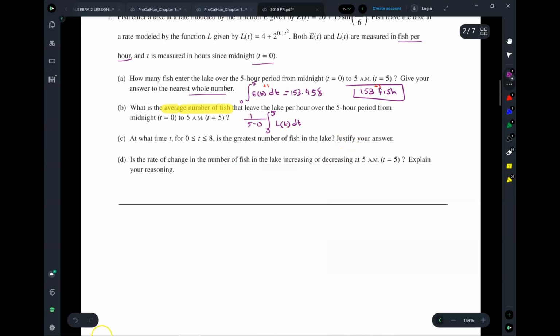So, okay, so let's see. What is the average number of fish that leave the lake? Okay, so this is equal to 6.059 fish per hour. Okay, and again, you get 1 point for the correct integral, 1 point for the answer. Well, because this was the average number per hour. Here we divided by 1 over 5, right? This is just the integral. It gives you fish. This is fish per hour.